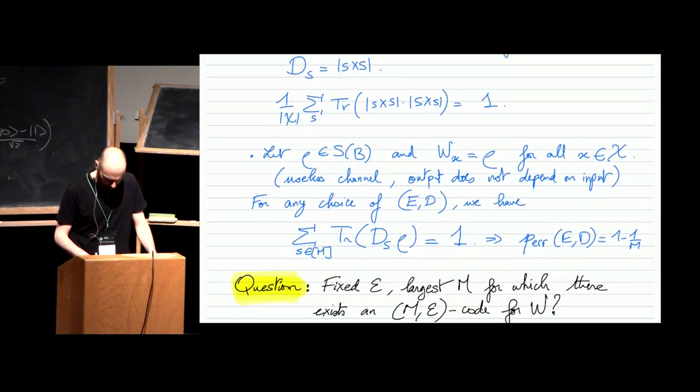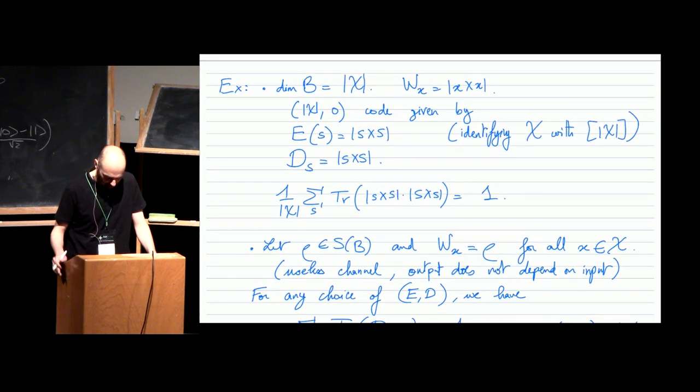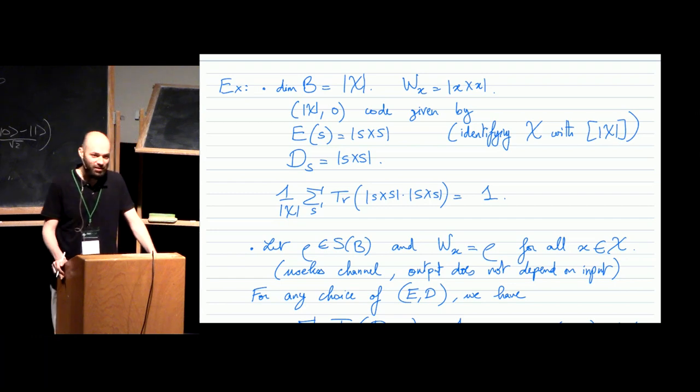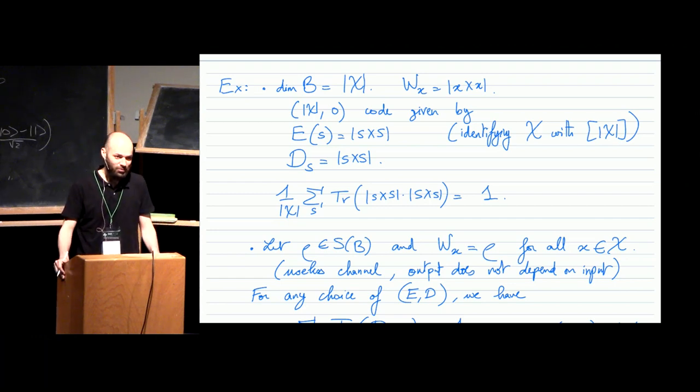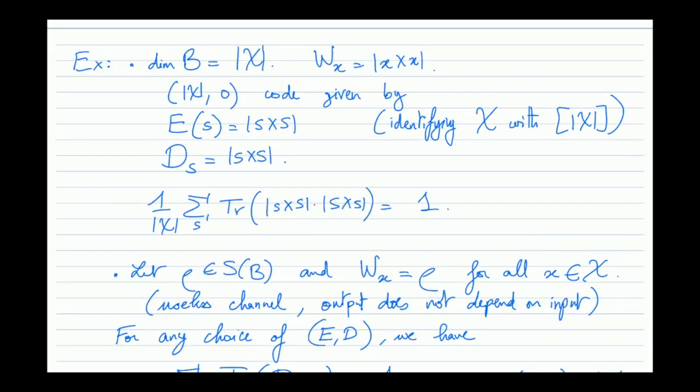Here I put just some basic examples so that you get used to the notation. Let's take the most trivial thing, which is a channel which does nothing. Imagine the noisy channel does nothing, so it takes as input x and it outputs x. What would this be in this notation that I introduced? It would just be that the density operator W_x is just the projector onto state x. Then in this case there is a very trivial code which has zero error, and which can send a number of messages given by the size of my set.